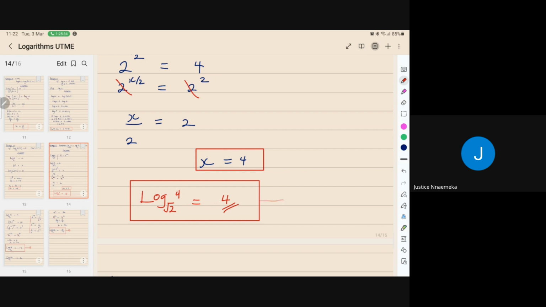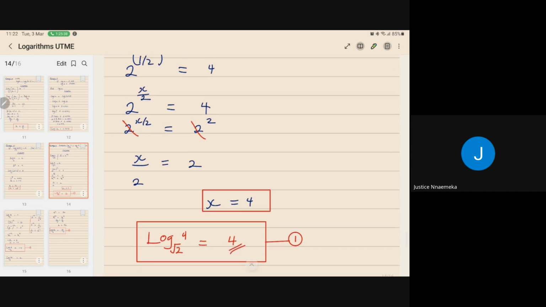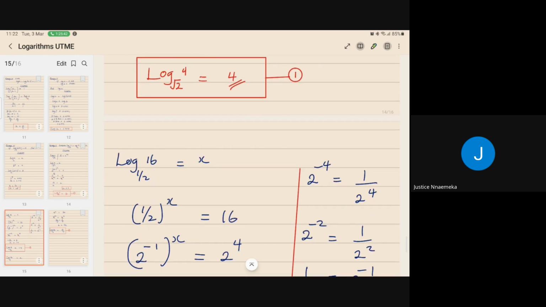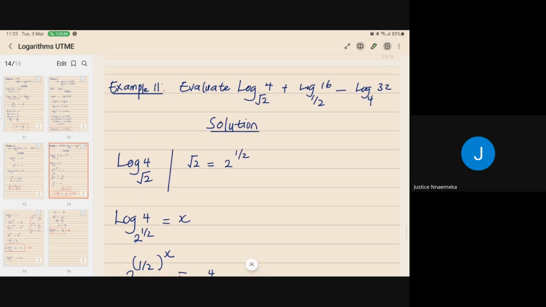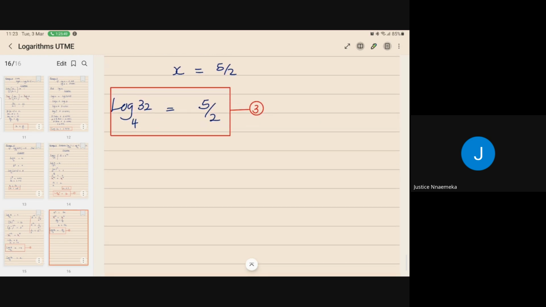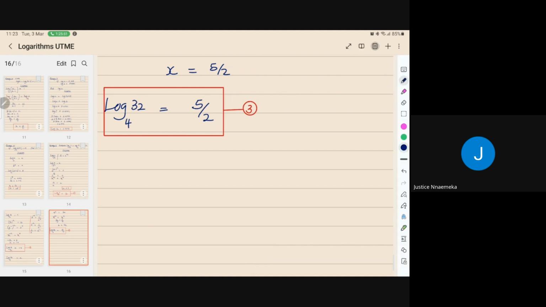So what am I going to do? I'm going to put them all together based on the equation they gave us. Remember, it says everything is being added and the last one is subtracted, right? So I have 4. It's going to be 4 plus negative 4 minus 5 over 2. So that means I have 4 plus negative 4 plus 5 over 2. That is 4 minus 4 plus 5 over 2.